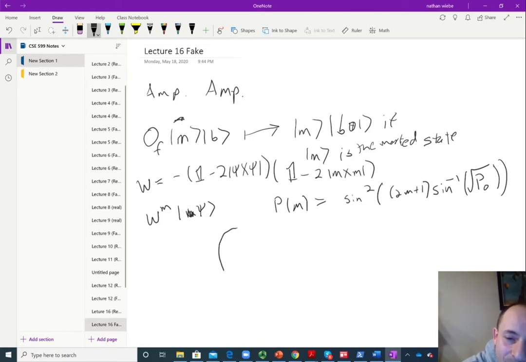The reason why it works is because these pairs of reflections end up carrying out a rotation in effect, where this is an angle. If this is psi over here, this ends up rotating psi up closer to the marked state by an angle of 2 theta, which is why subsequent iterations end up increasing that by 2 theta every time. That's basically what ends up happening. So this is how Grover's search works.